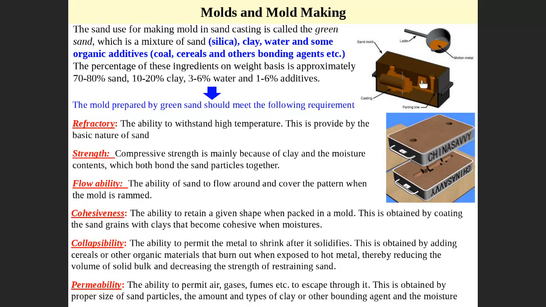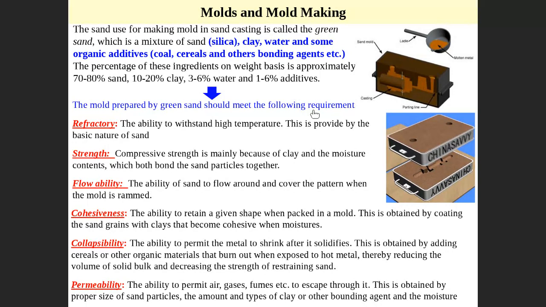to improve the characteristics of this one. So this kind of mix, and then you mix this one, then you create the sand. The percentage is 70 to 80% sand, 10 to 20% clay, 3 to 6% water, 1 to 6% additive to improve the properties of the sand. So finally you made the sand. When you create the sand based on this, it becomes like a plastic material. Plastic material means you can easily create a cavity inside, and not only create the cavity, but also maintain the shape.